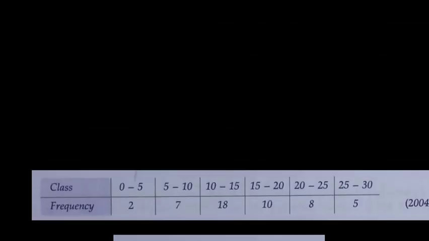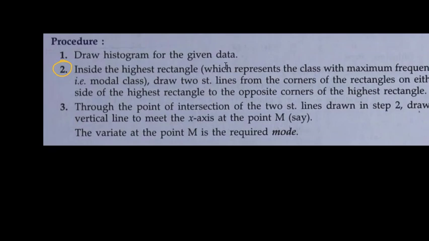So what is the second stage saying? Again, repeat: draw two straight lines from the corner of the rectangle on either side of the highest rectangle. So on either side of the highest rectangle we have two rectangles. From their corner points we are drawing two lines to the opposite corner of the highest rectangle.